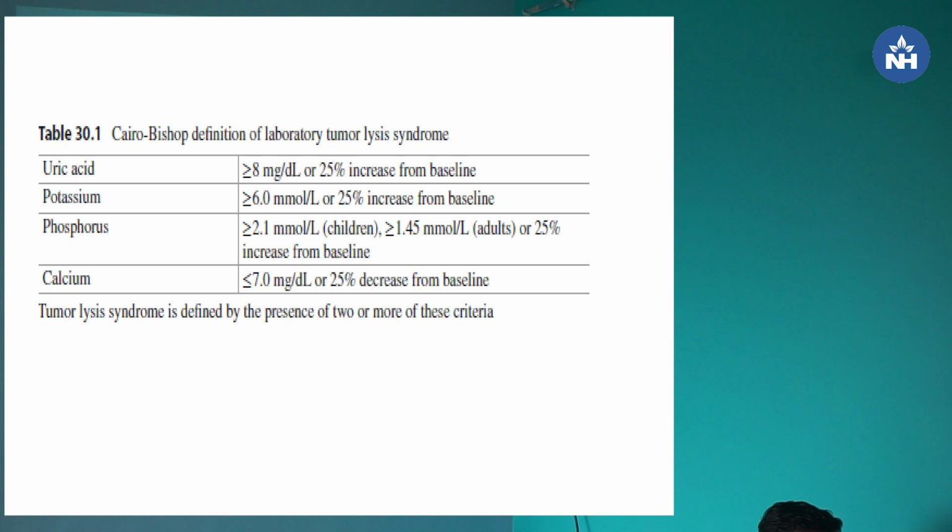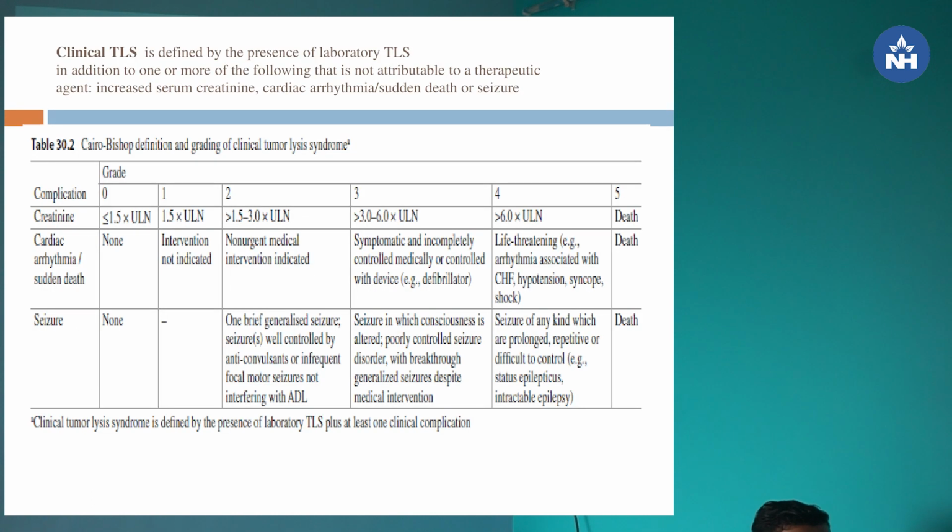The definition given by the Cairo-Bishop score: uric acid more than or equal to 8 mg per dl or 25% increase from baseline, potassium more than or equal to 6 millimole per liter or 25% increase from baseline, and phosphorus more than or equal to 2.4 millimole per liter in children and 1.45 millimole per liter in adults or 25% increase from the baseline, and calcium less than or equal to 7 mg per dl or 25% decrease from the baseline. Tumor lysis syndrome is defined by the presence of 2 or more of these criteria.